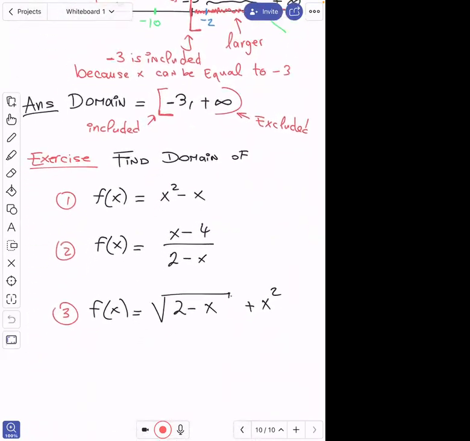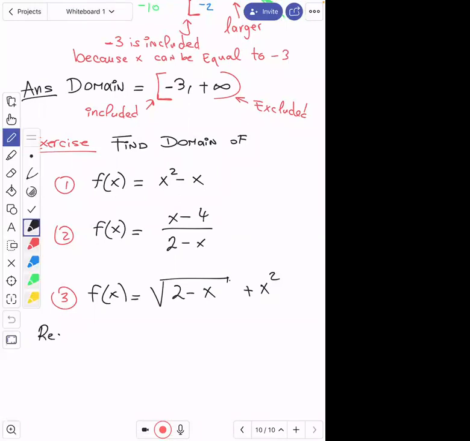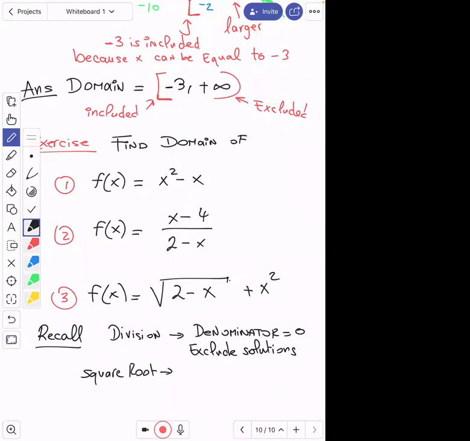So again, let me just write it down here. If you have a division, you have to solve denominator equal to 0, and then you exclude the solutions from the domain. If you have a square root, you have to solve what's under the square root larger or equal to 0. And that will be your domain.